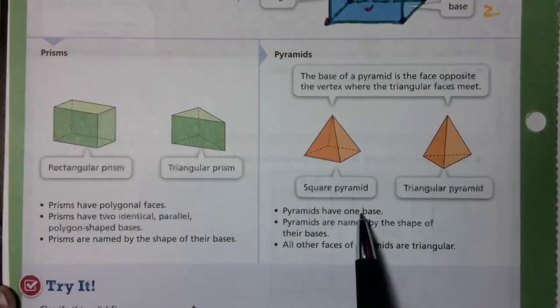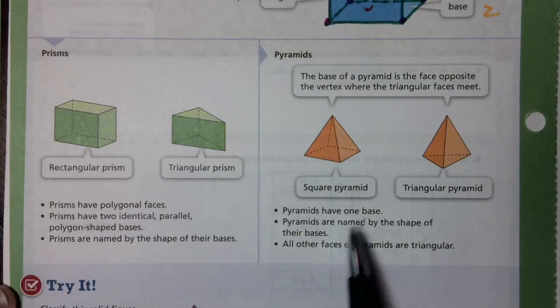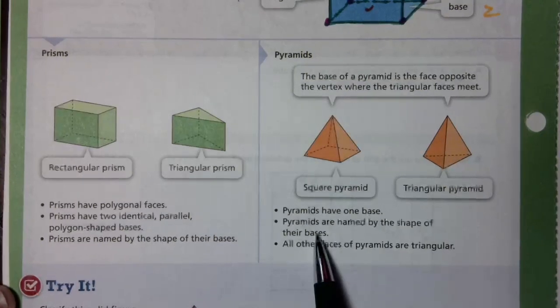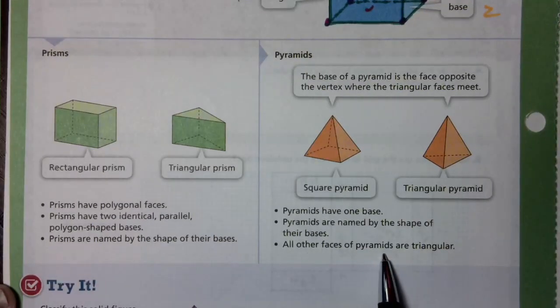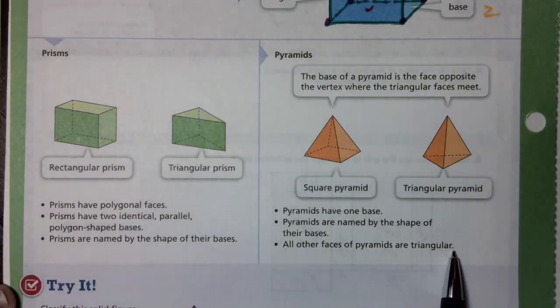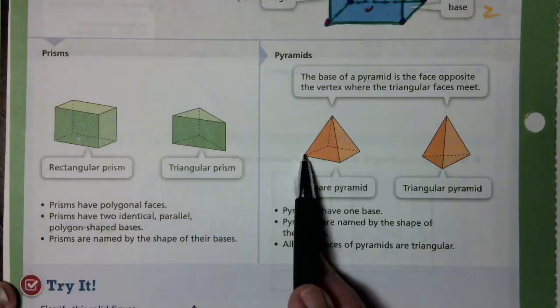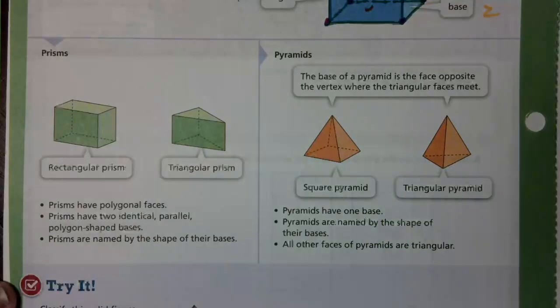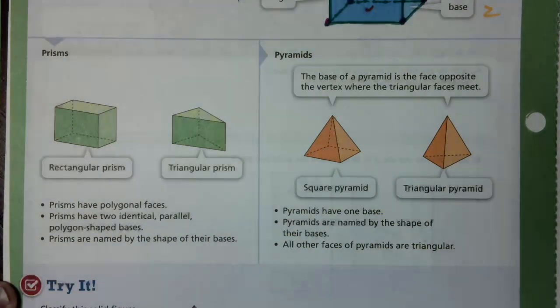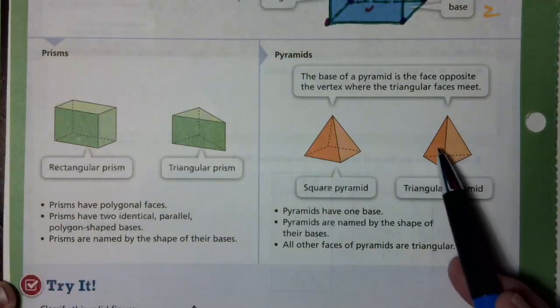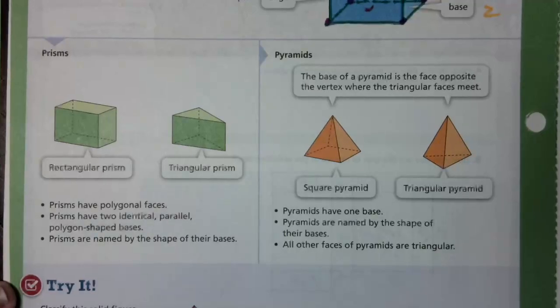Okay, so pyramids have 1 base, not 2, and pyramids are named by the shape of their base, and all the other faces of the pyramids are triangular. Okay, so even on a square pyramid, this face is a triangle, a triangle, a triangle, a triangle. It has 4 triangular faces. On this triangular pyramid, it's got a triangle, triangle, triangle. It has 3 faces. It's called a triangular pyramid.